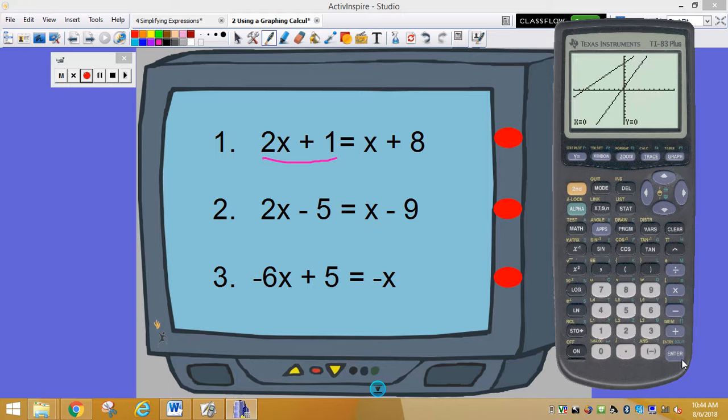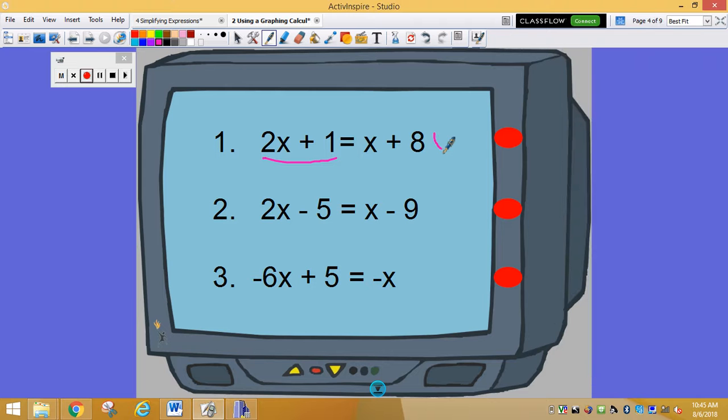Okay, just like before, we're going to hit enter. Zoom 3, enter. Okay, now I can see it. That's my intersection right there. That's what I want to figure out. So I'm going to hit second, trace. I want the intersection, so I'm going to hit 5. Then I'm going to hit enter 3 times. 1, 2, 3.